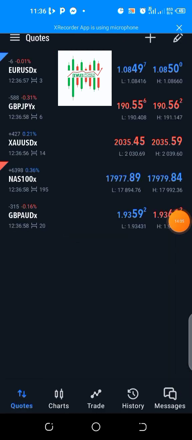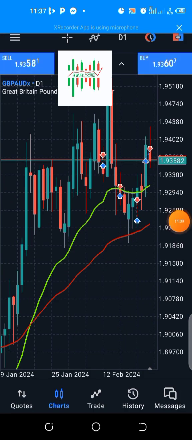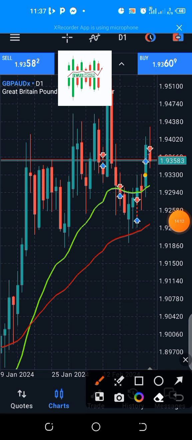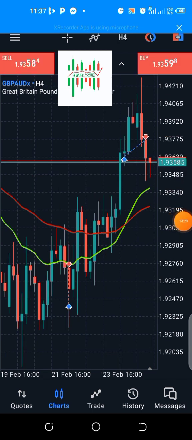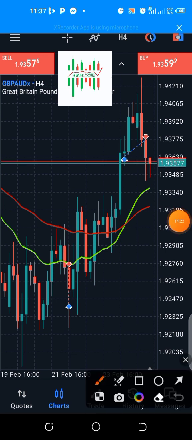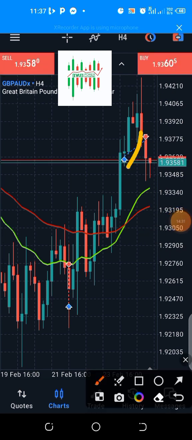That was in GBP AUD. Okay, let's look at the H4. You can see this is a very reasonable bullish candlestick that formed. But come to the D1, you will see that it was very bearish and I had no choice than to leave it. Look at it here. This was it, this bearish candlestick. Here, this one. It was bearish. Okay, I just had to leave it.